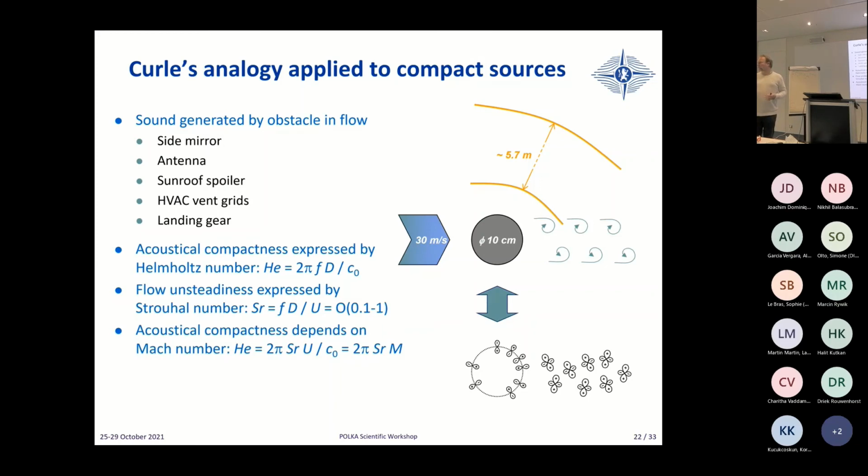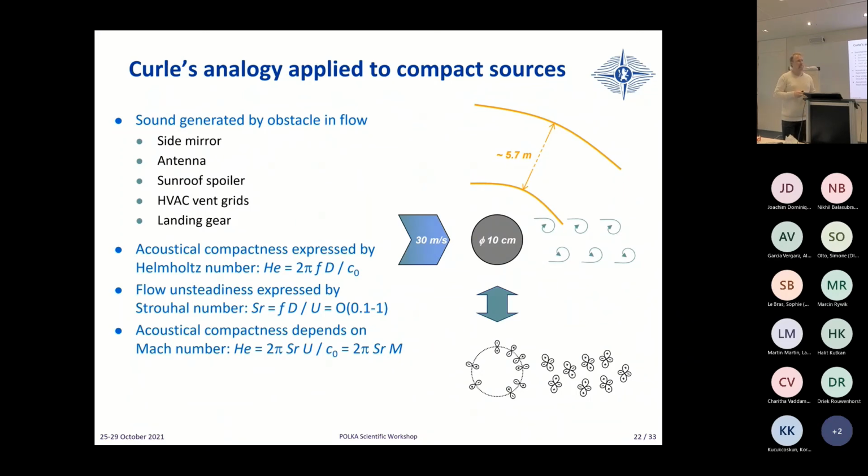Okay, so Curle's analogy is a very nice framework. It gives you a very neat expression, and we will comment on the advantages in a second. The only thing is that beware that, depending on which flow solution you use, you might have some problems if you are working with non-compact surfaces. Okay, so I'm going to give an example of.